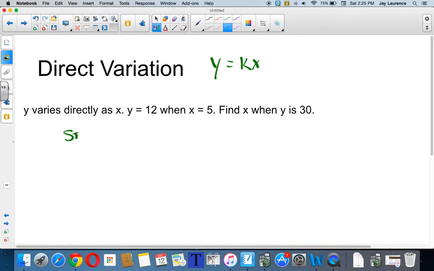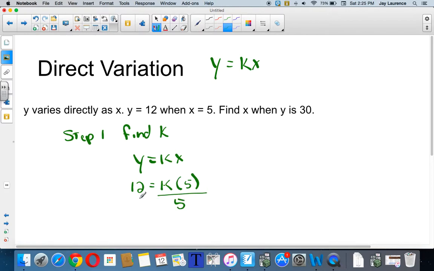Step 1, find k. So I'm going to have y equals kx. I know y is 12. I don't know k. And I know that x is 5. All right. So I get k alone by dividing by 5. Divide by 5. And k is going to equal 12/5. I don't want to go mixed number here. It gets harder if I do.